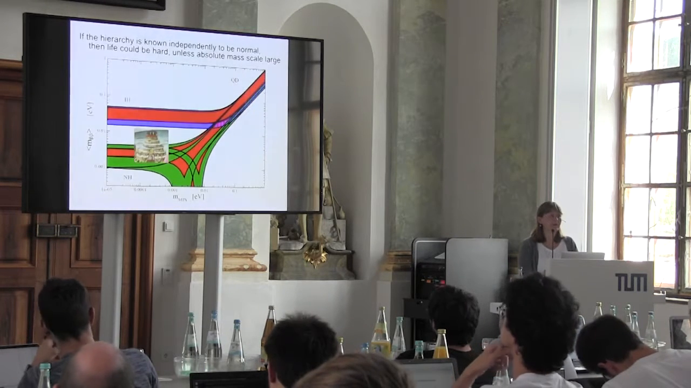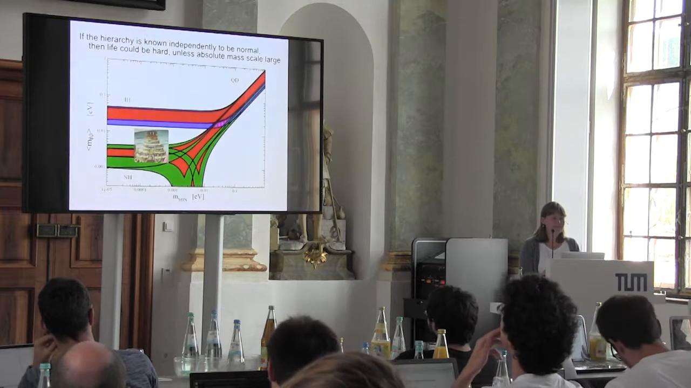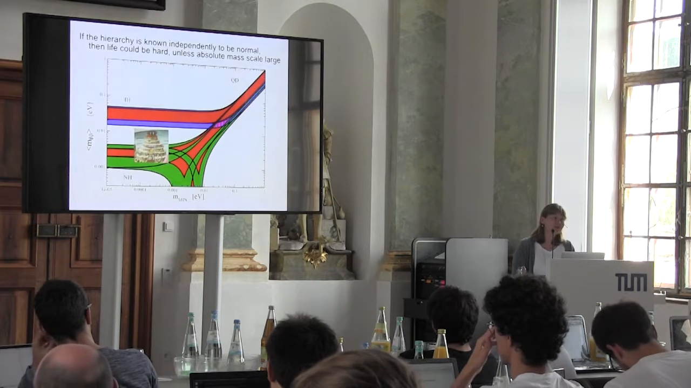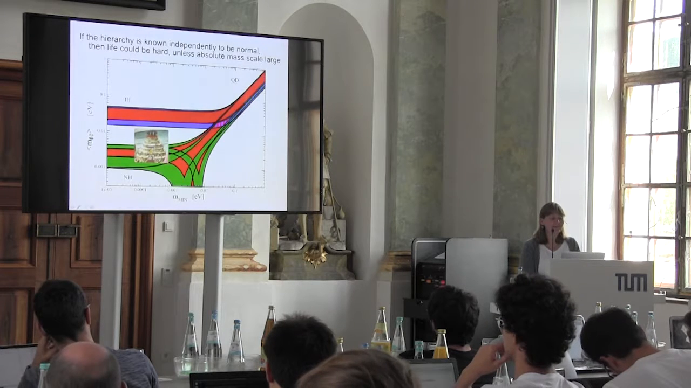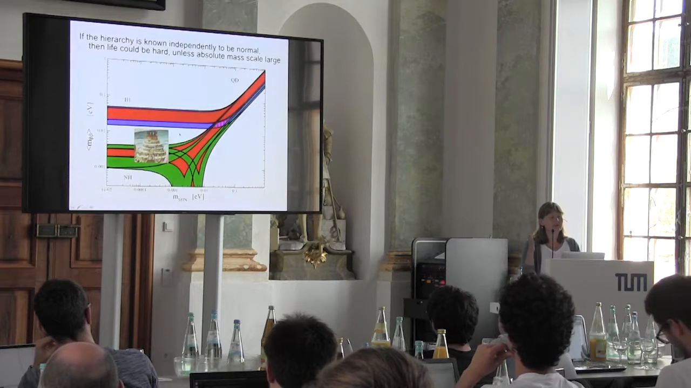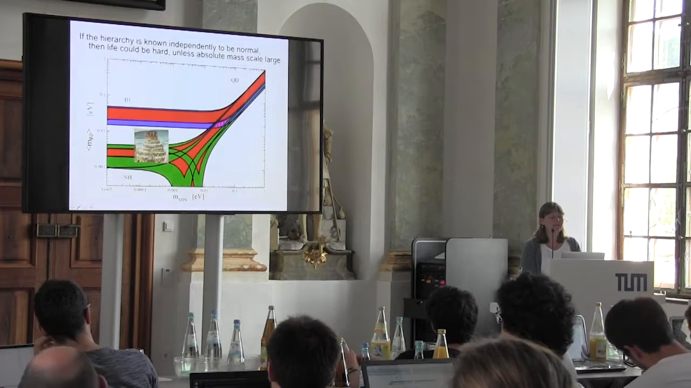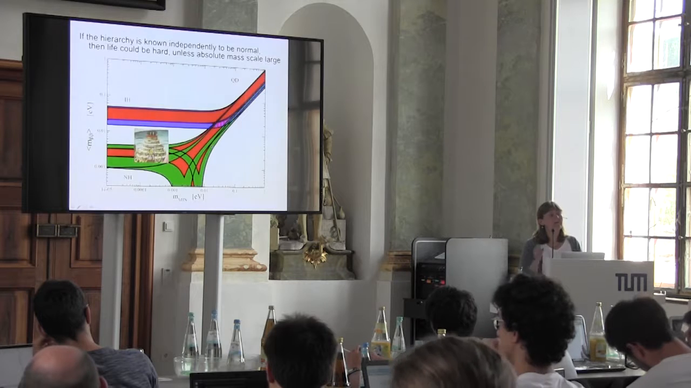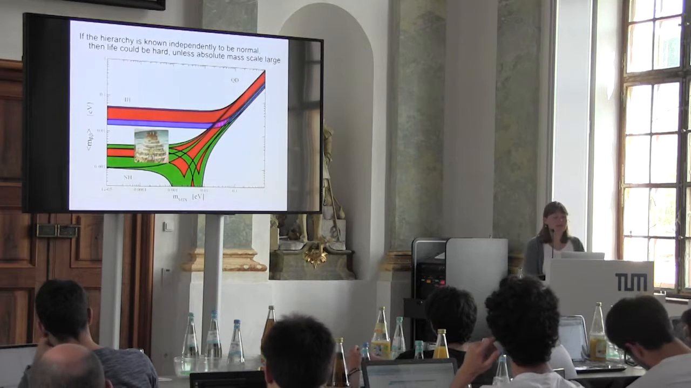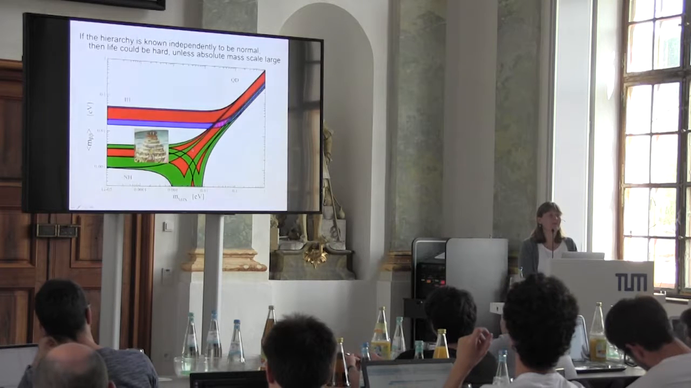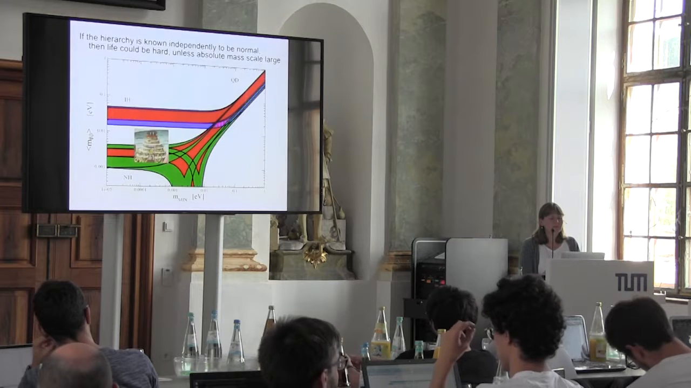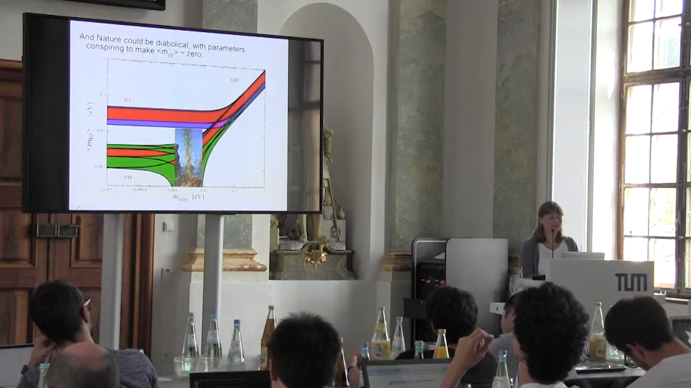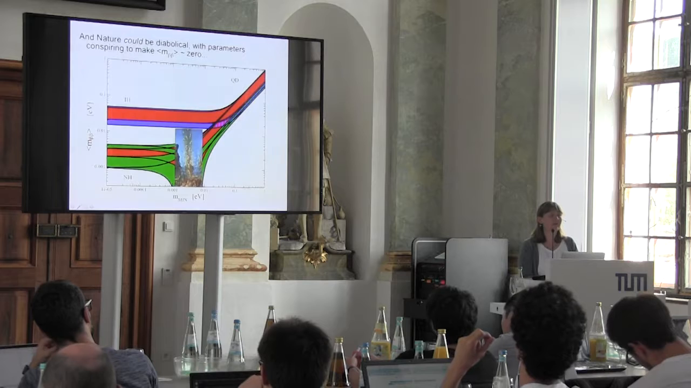However, nature isn't necessarily not diabolical. Now it also may be if the hierarchy is known independently to be normal, which is sort of where we're going now, then life may be pretty hard. If you know the mass scale is small, then it may be very, very difficult to get to this region here, because we know the signal would be in this region if the mass scale is large. But if the mass scale is small, then your life as a neutrinoless double beta decay experimentalist is going to be very, very miserable. In fact, it could even be this pit of despair if nature has actually chosen these parameters down here.